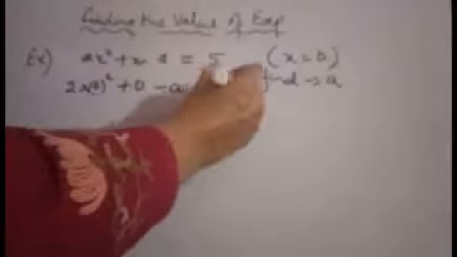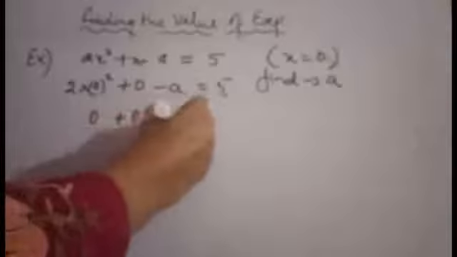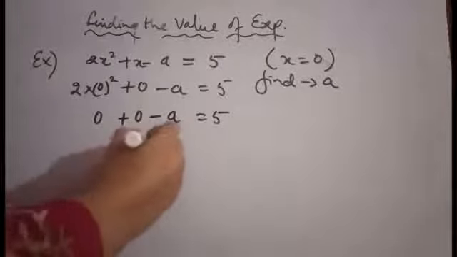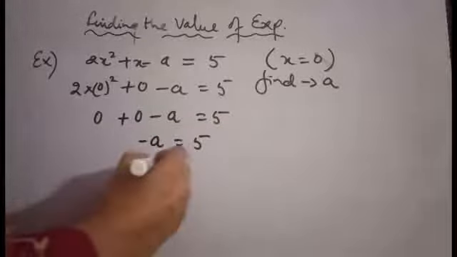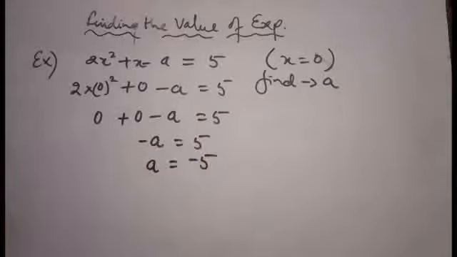So substitute 2 into 0 square plus 0 minus a is equal to 5. Now 2 into 0 will give you 0 only, anything multiplied by 0 is 0, plus 0 minus a is equal to 5. 0 plus 0 is 0 only, minus a is equal to 5, implies a is equal to minus 5. So the value of a is minus 5.